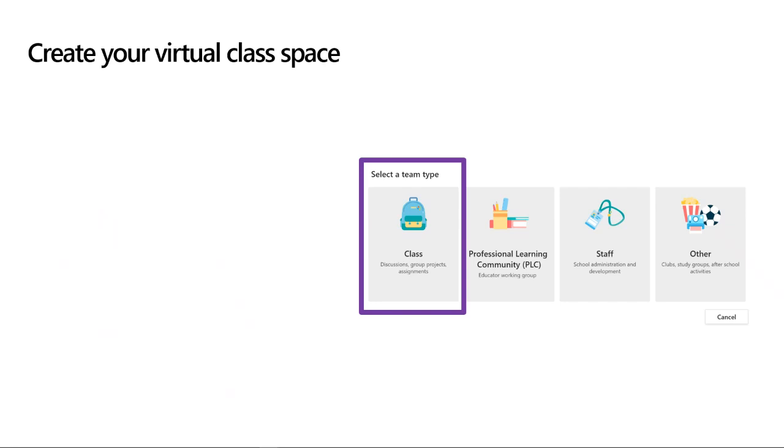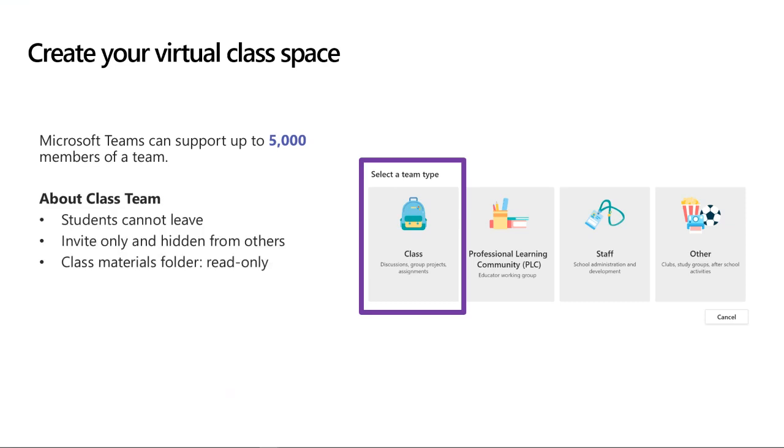So when we create a class team, a team can support up to 5,000 members. I know most of you as Victorian teachers will not be having classes of 5,000 people, but nevertheless, that's how big these teams can be.